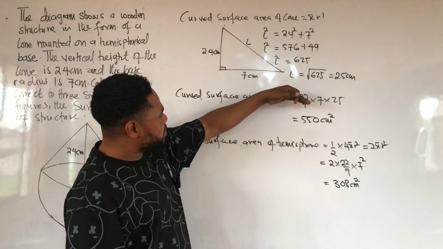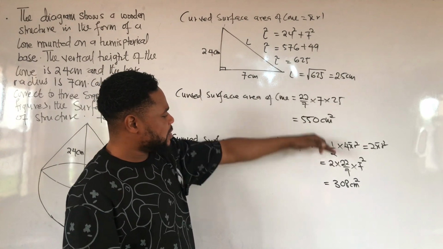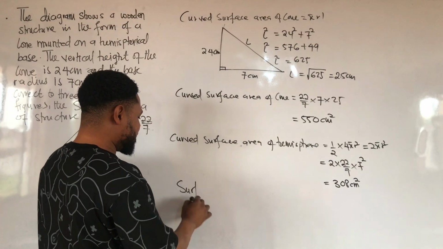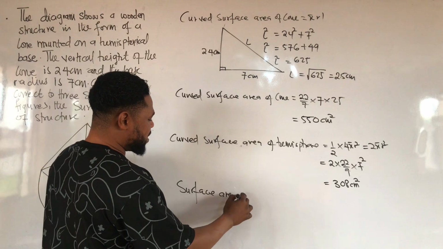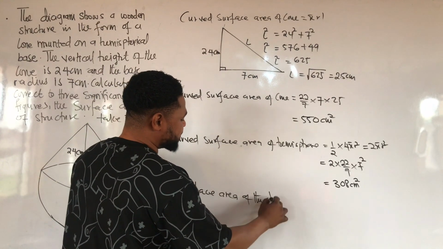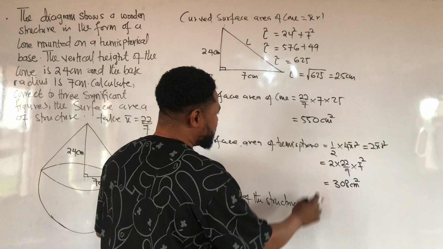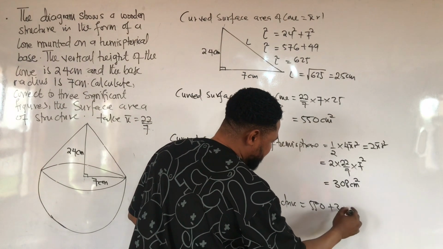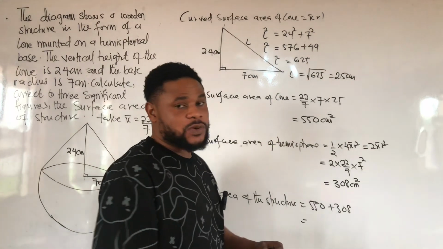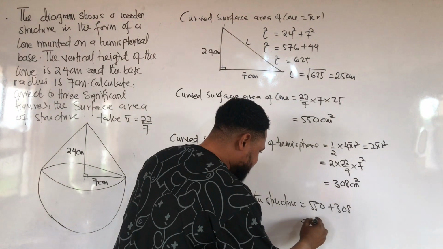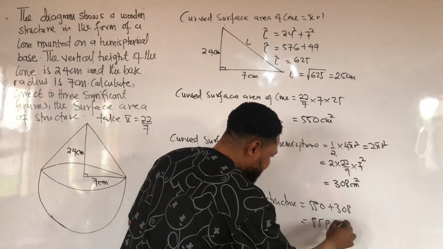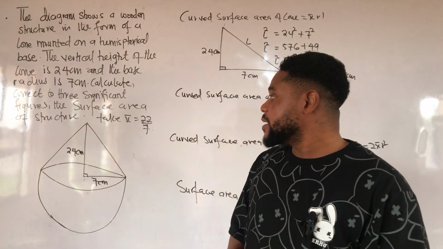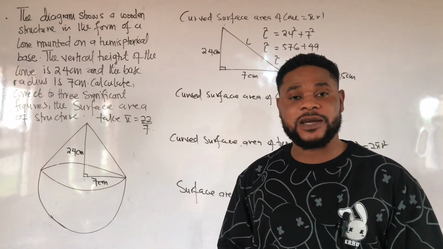Now that we know the curved surface area of the cone and the curved surface area of the hemisphere, we can find the surface area of the structure, which is going to be our 550 plus our 308. We add the two together, which will give us 858 centimeter squared. So this is how we can calculate the surface area of the structure.